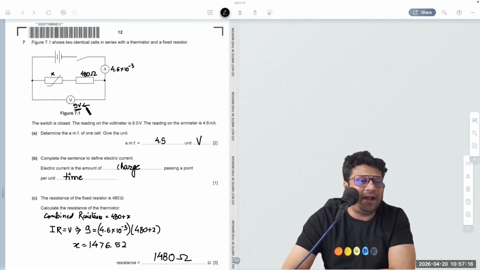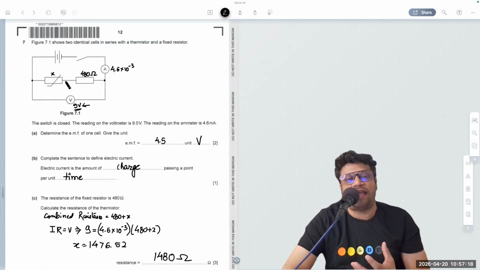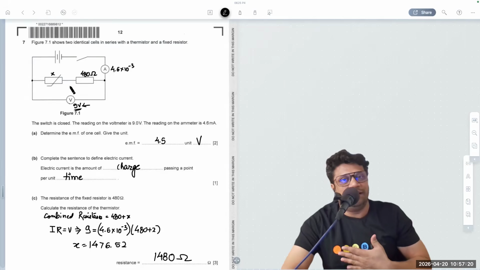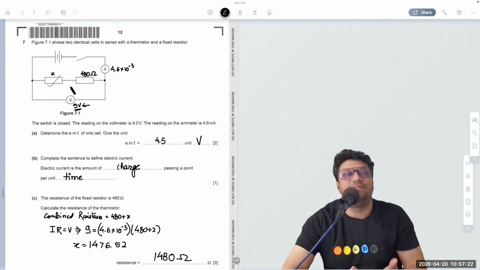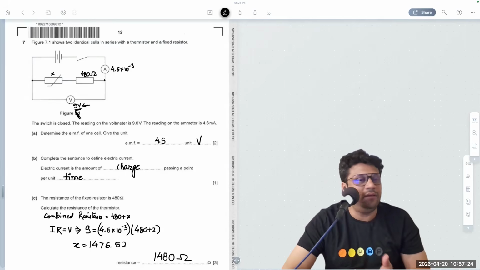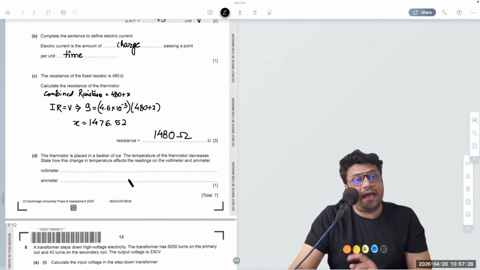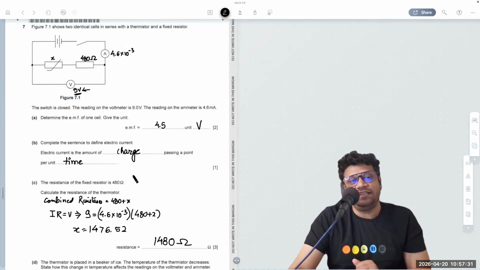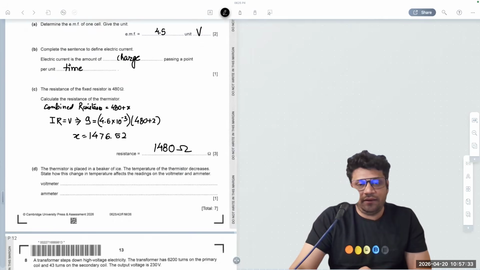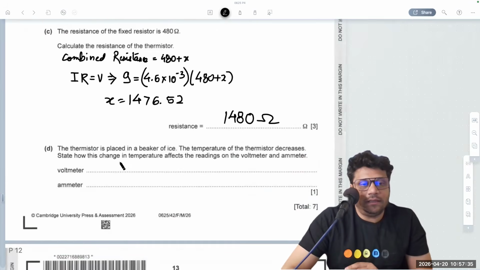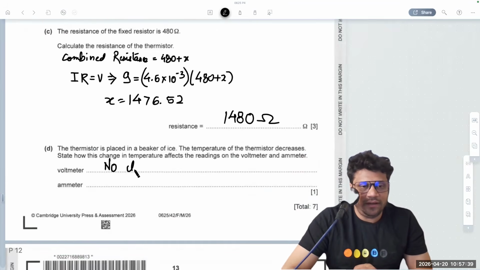That's the EMF of the battery. EMF of the battery is independent of what happens to the resistance of the components. So that's 9 volts for sure. Nothing's going to change there. But of course, the ammeter reading is going to change because I'll tell you why. Wait. State how this change in temperature affects. Well, no change to the ammeter reading.